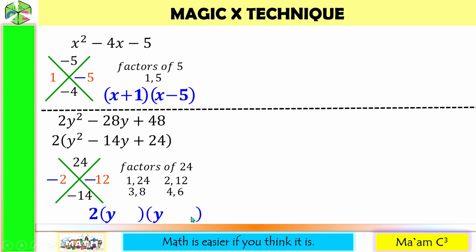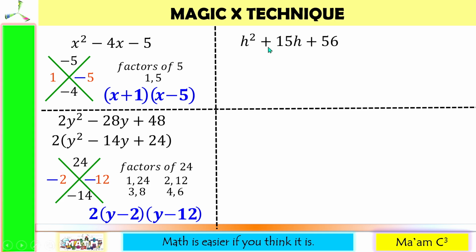For the remaining terms, negative 2, so we have minus 2. Negative 12, so we have minus 12. This is the complete factored form of 2y squared minus 28y plus 48. Let's have some more. This time, let's have h squared plus 15h plus 56.